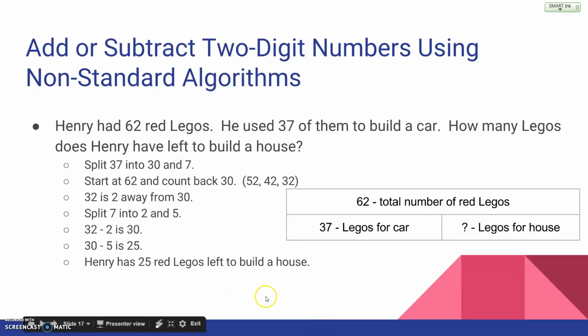Here's another one here. Henry had 62 red Legos. He used 37 of them to build a car. How many Legos does Henry have left to build a house? So again, the bar that goes all the way across, the total way across, that's where I put the total. And the total number of red Legos he has is 62. He used part of them to build a car, 37 of them. And now he's going to use the other part of them to build a house. And here's the method that he used, developing number sense, breaking numbers apart, and putting them back together.